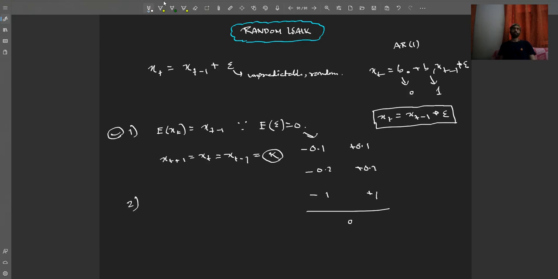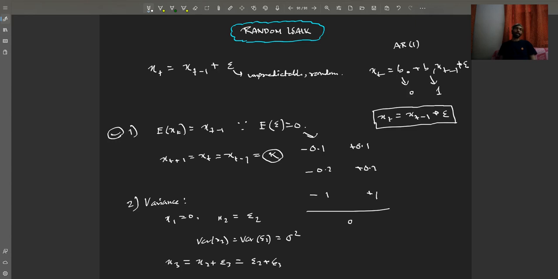Now let us look at the second condition. What is the variance, friends? Let's say x1 is equal to 0. Therefore, x2 is equal to error of the equation x2. Now this implies that the variance of x2 is equal to variance of error 2. This is equal to sigma square. x3 is equal to x2 plus error for a random walk, right? This is equal to nothing but error 2 plus error 3.